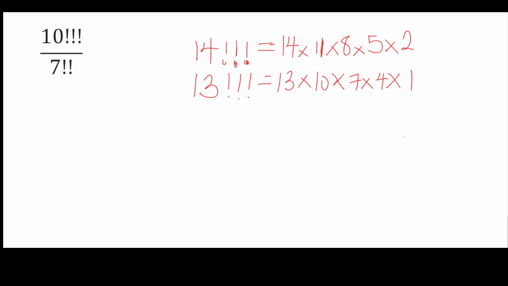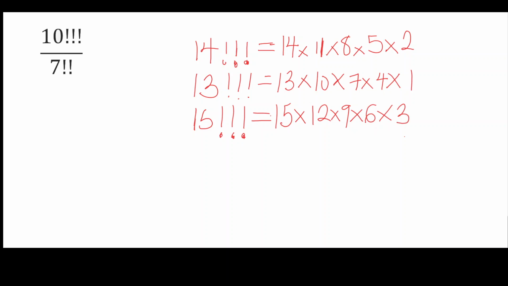And lastly, if I'm given, let's say 15 triple factorial, 15 triple factorial is going to be equal to 15 multiplied by, minus 3 is going to give me 12. Then multiplied by 12 minus 3, which gives me 9. Then multiplied by 9 minus 3, which gives me 6. Then multiplied by 6 minus 3, which gives me 3. And as you can see, I am going to be stopping at 3. So these are the three possible cases when we have triple factorial.